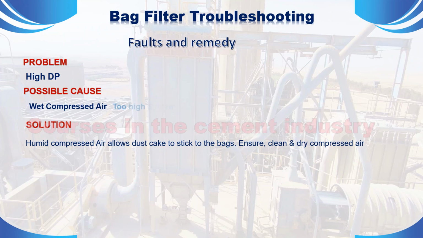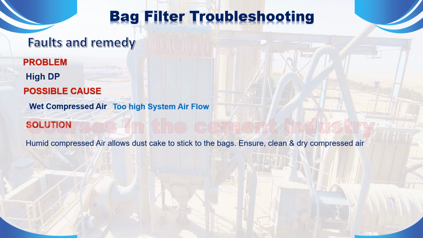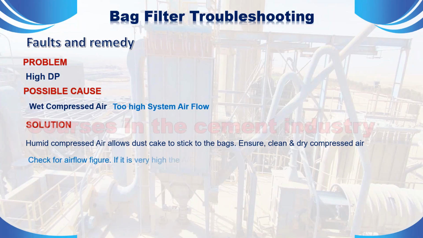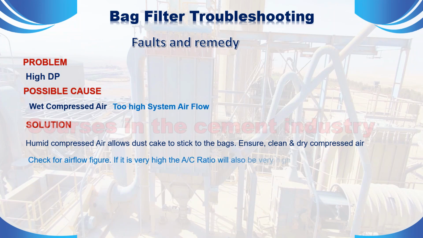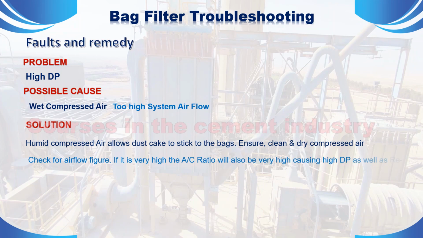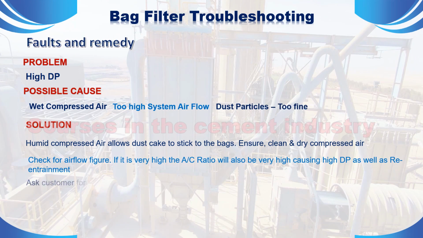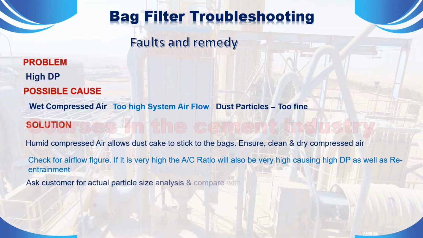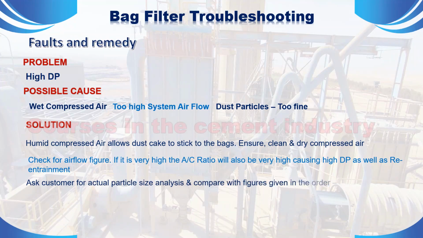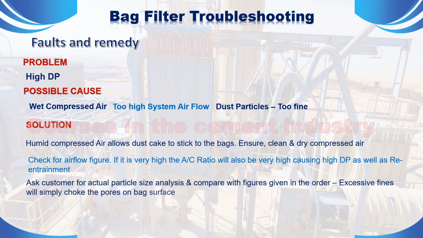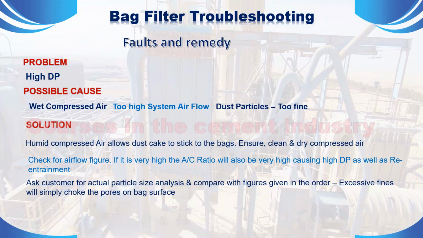9. Too high system airflow. Check the airflow figure. If it is very high, the AC ratio will also be very high, causing high delta P as well as re-entrainment. 10. Dust particles too fine. Ask the customer for actual particle size analysis and compare with figures given in the order. Excessive fines will simply choke the pores on the bag surface.